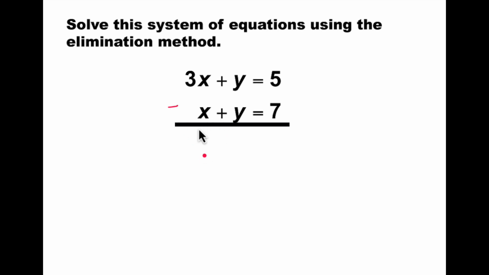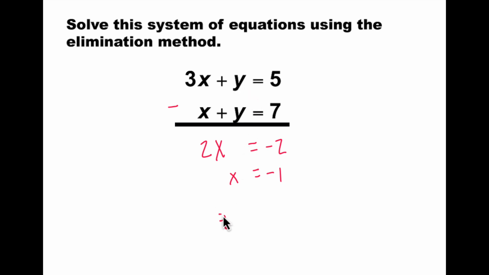We get 3x minus x equals 2x, 5 minus 7 equals negative 2. The y's cancel each other out. Solving for x, we get x is equal to negative 1. We take this value for x and substitute it into one of the equations.